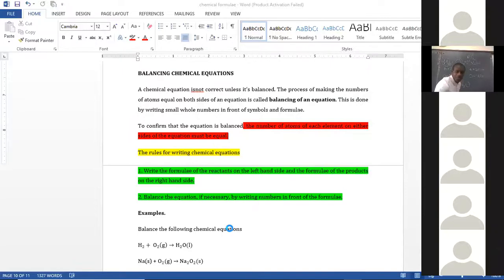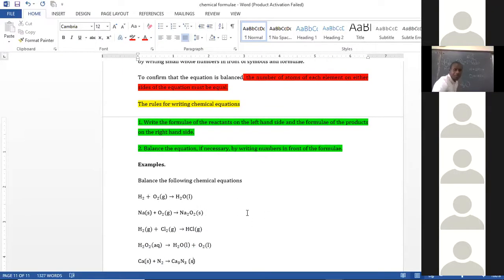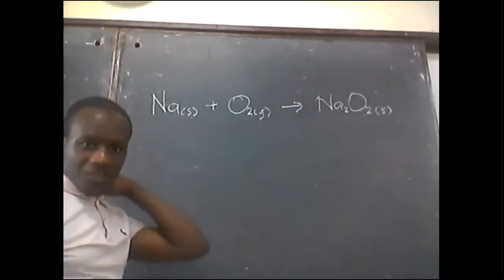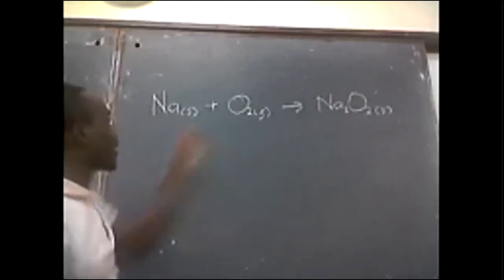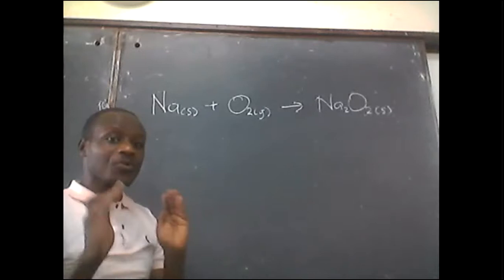Example 2, I have sodium, which is a solid, plus oxygen forming sodium peroxide. I'm going to remove the document, then we only see the board. Okay, let's watch. Can you all see the chalkboard very well? Yes. Pay attention, then we ask questions after.